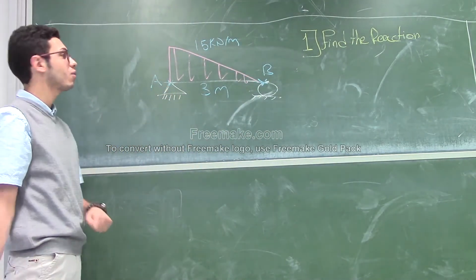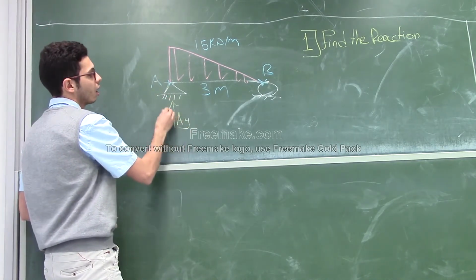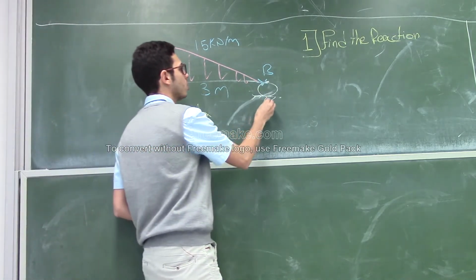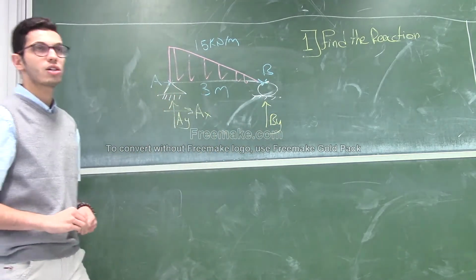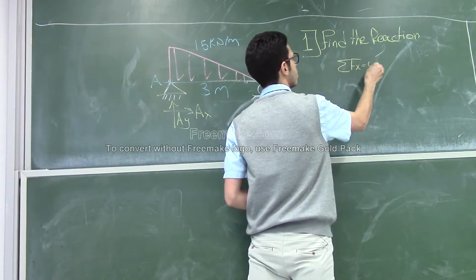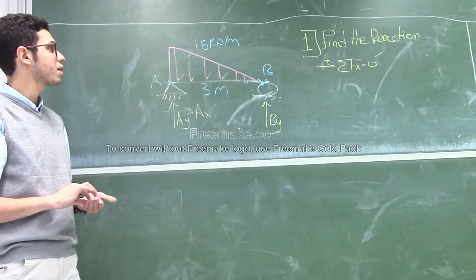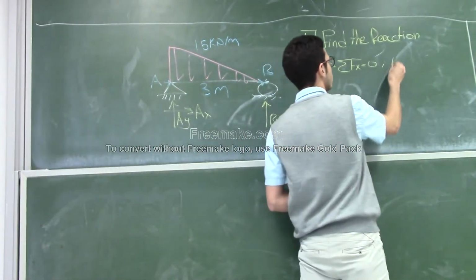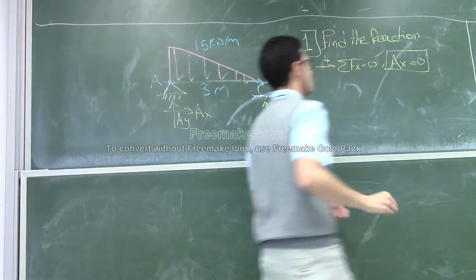Here we have a hinge support, so it's AY and AX, right? And here it's a roller support, so we got BY. Okay, let's find the reactions. The first equation is the summation of the forces in the X direction should be equal to 0, right? So what forces on the X do we have? Just AX, right? So AX will be equal to 0. This is the first equation.